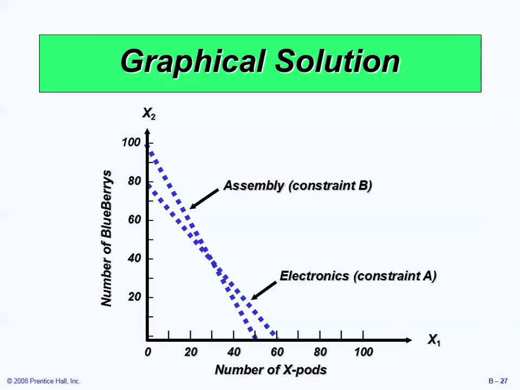Okay, so in a similar way, for assembly time, if we make XPODs only, it's 50. If we make blueberries only, it's 100. So we join these two. These are all possible combinations that we can make using all the assembly time. And we want points that lie below both of these lines. For it to be feasible, we look at all combinations that satisfy both of these constraints, less than or equal to both of these constraints, and above the x1 axis and to the right of the x2 axis. This gives us our feasible region.